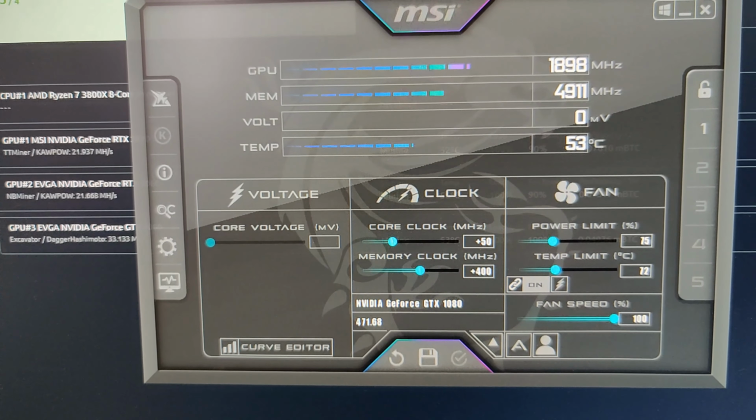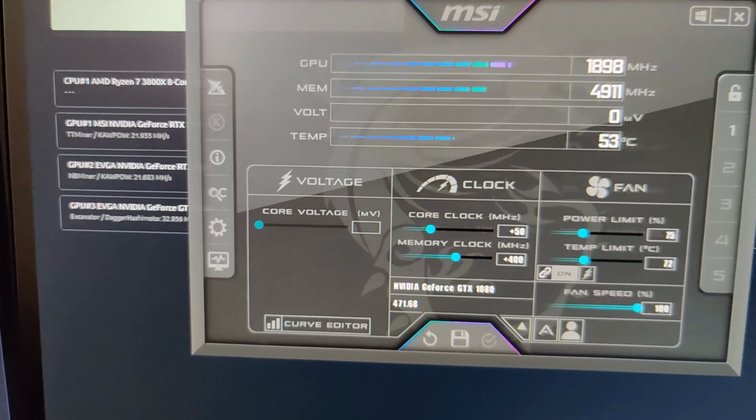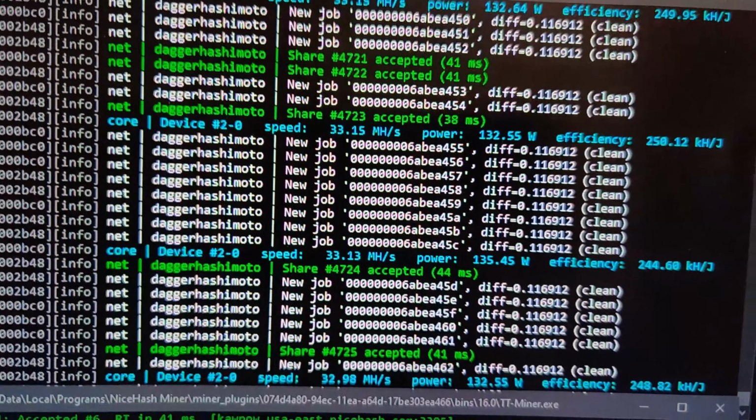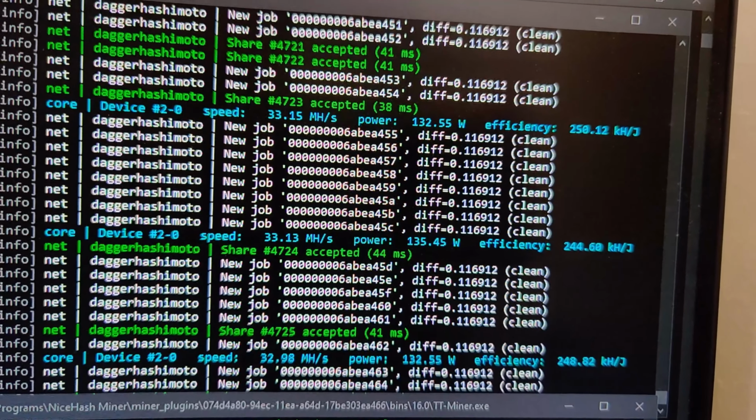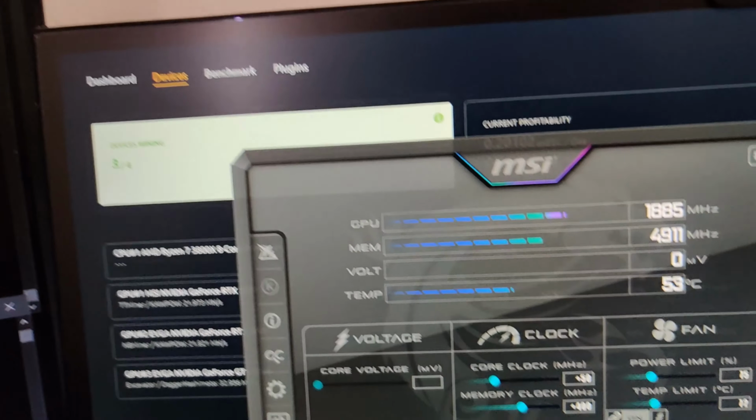It likes it to be at 50, so I'm going to leave it there at 50. I have the power limit set at 75, and that's where we get my efficiency. The power limit plus the mega hash will give you the efficiency on how it mines.